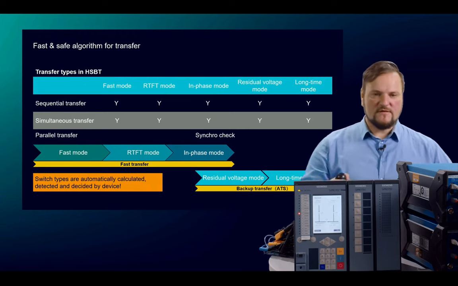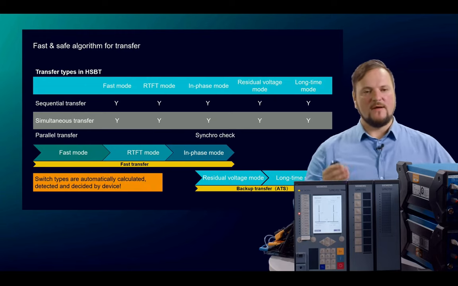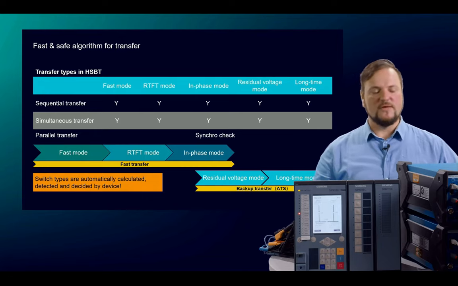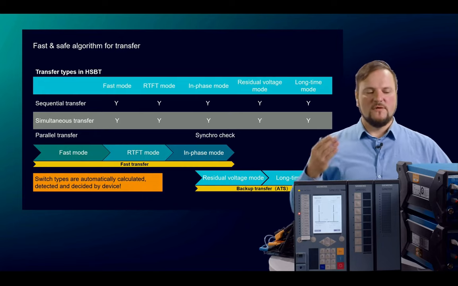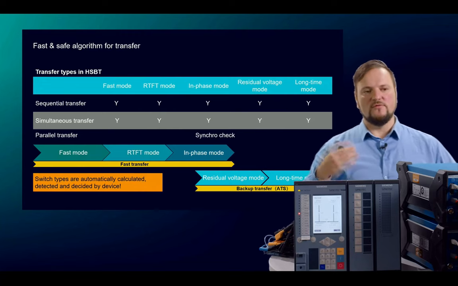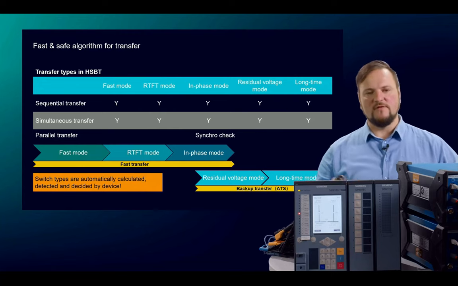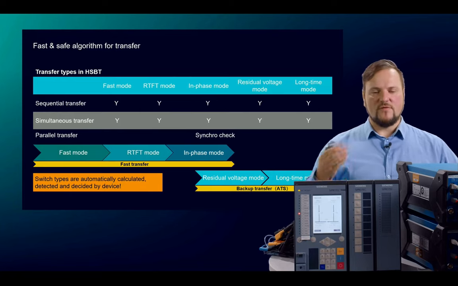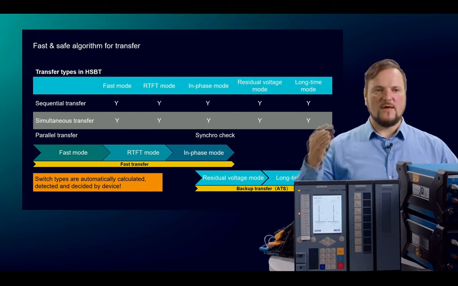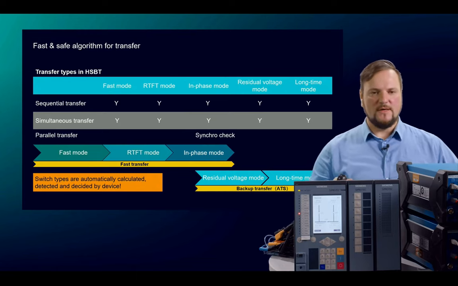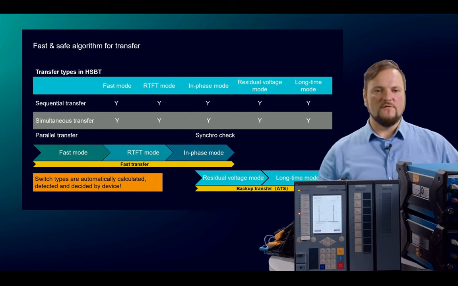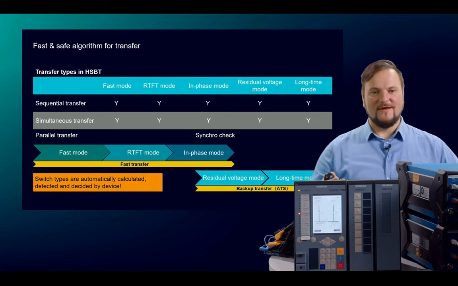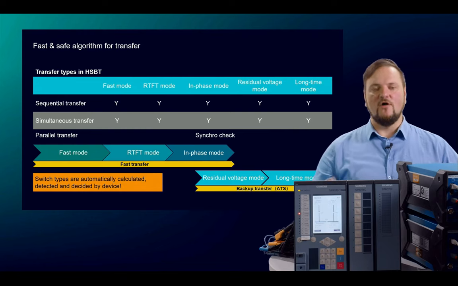And all these switching types are selected and calculated automatically by the device. So there is no need to make a selection or to give a command for how the device is doing these transfers. That means, in the end, the device is checking the voltage on the motor bus, checking the voltage on the incomer, and also using the current information to block the HSBT function in case of an internal fault.